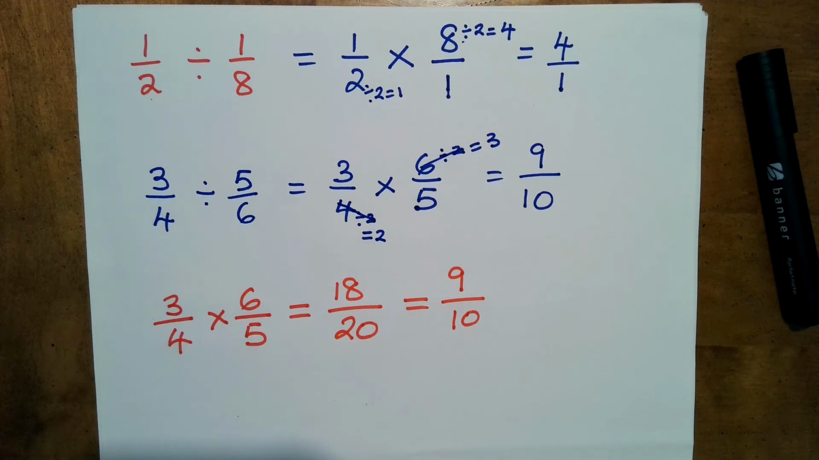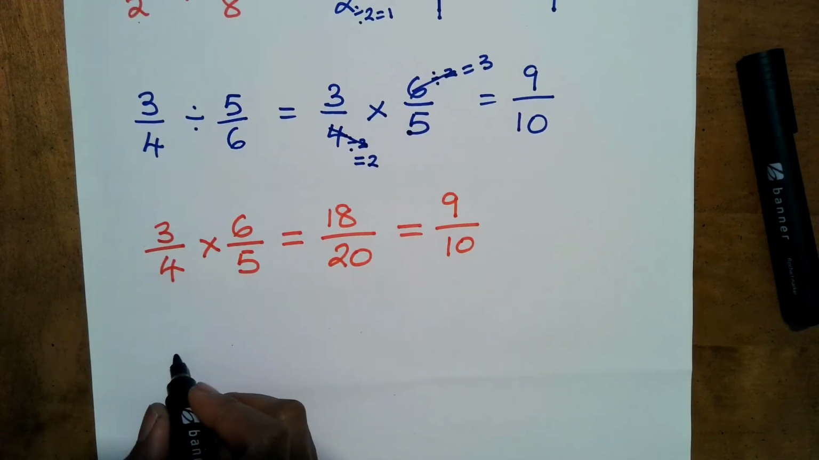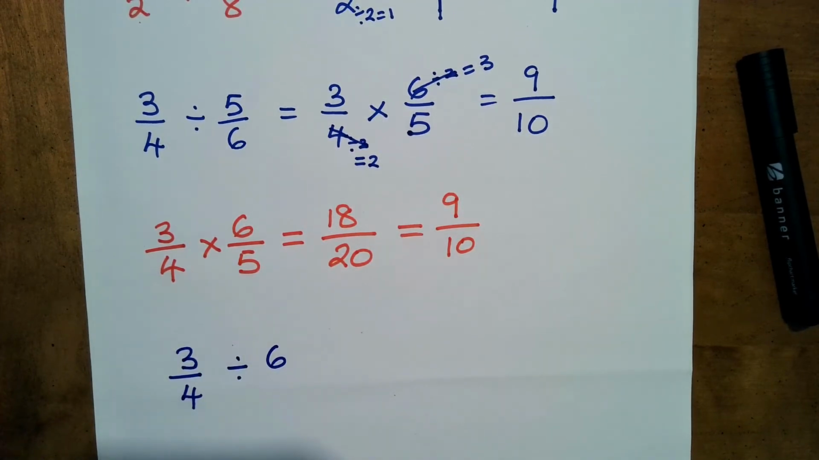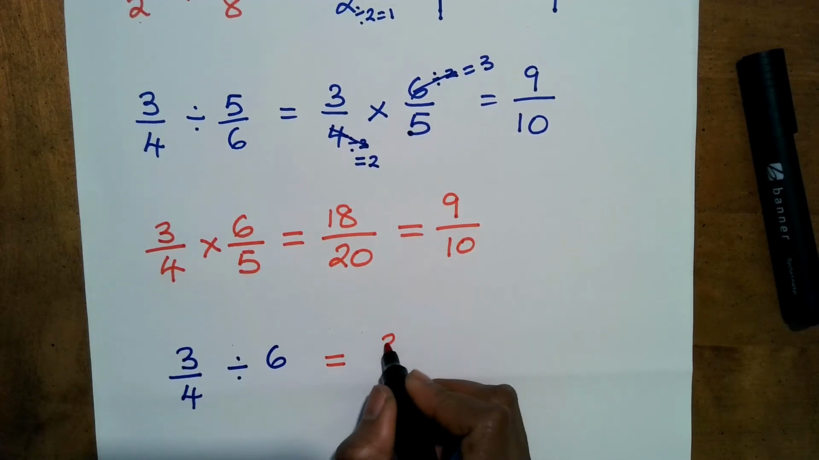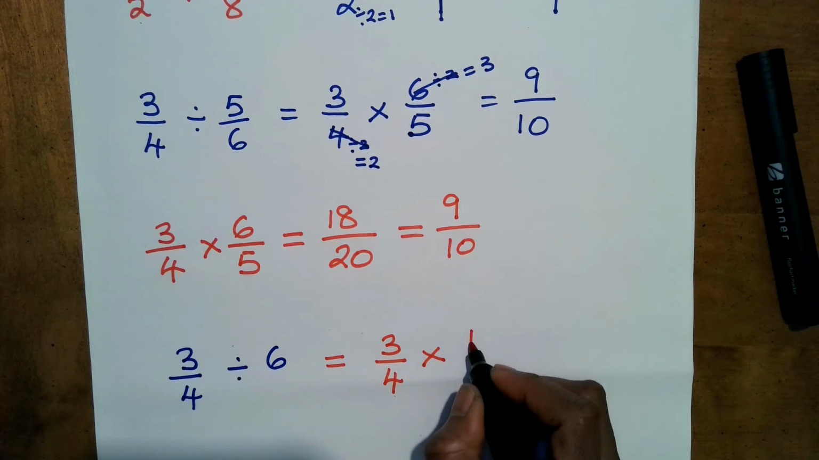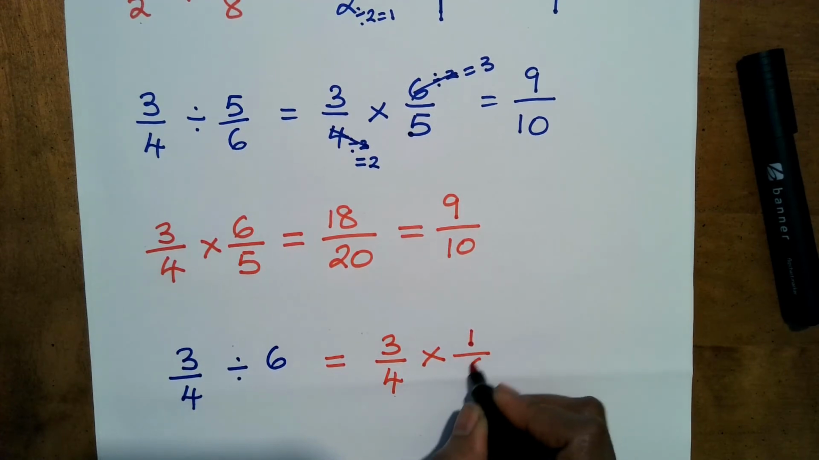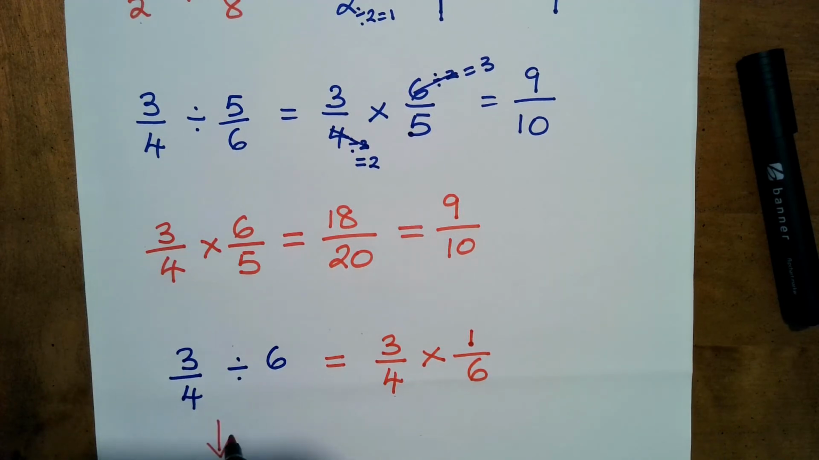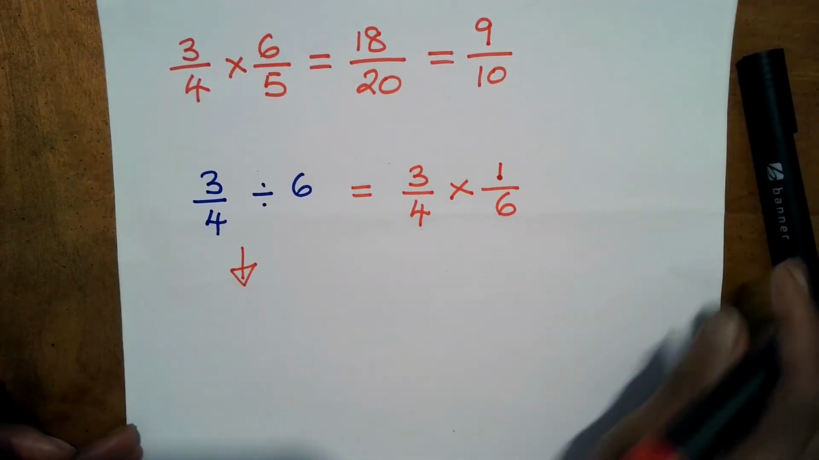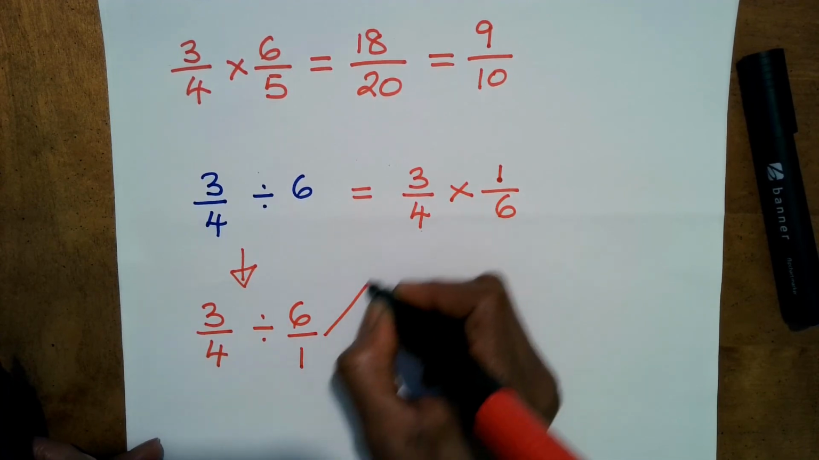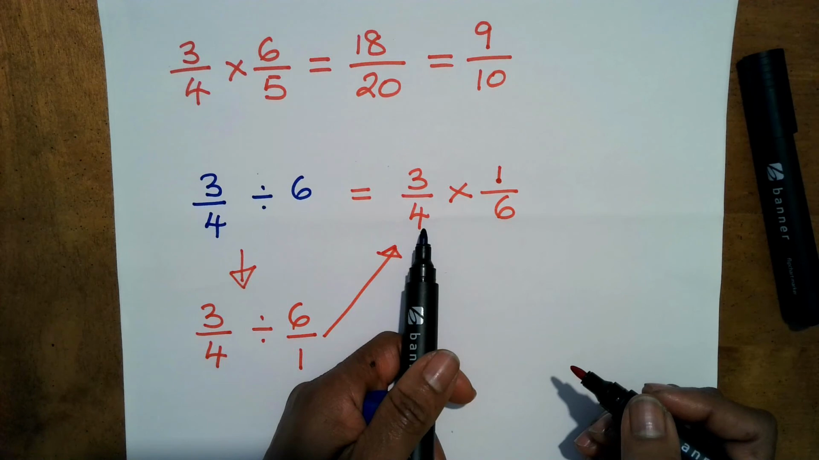We're going to do one last example. 3 over 4 divided by 6. So this means that 6 is a whole number. So this 6, if I'm rewriting it, that would be 3 over 4. Change the sign. It would be 1 over 6. Alright, so this can also be written as this. 3 over 4 divided by 6 over 1. So I have done KFC on this one.